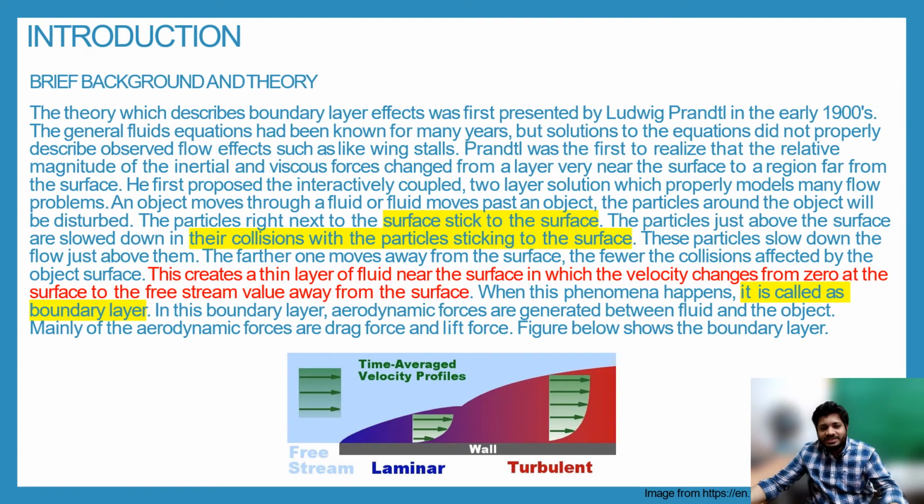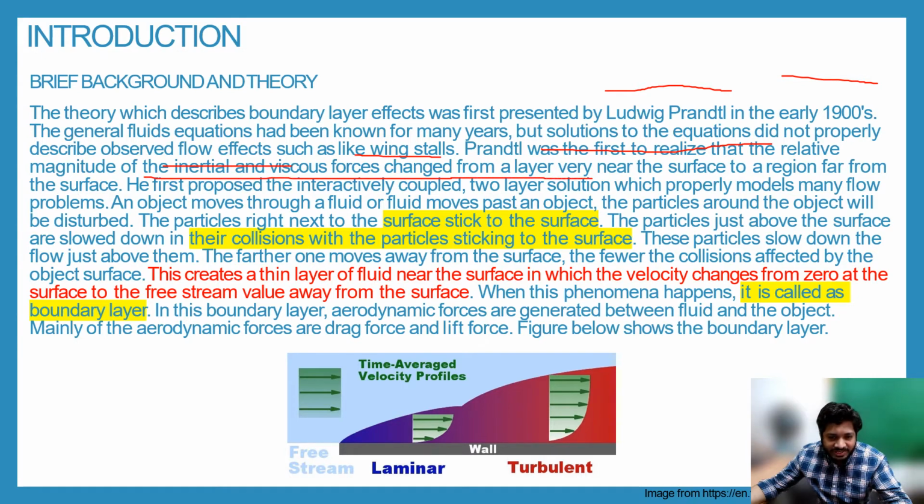The theory of boundary layer effects was first presented by Ludwig Prandtl in the early 1900s, and he was able to provide solutions to equations that were not previously observed for flow effects on wings and stalls. Prandtl said that we have inertial and viscous forces which change from a layer very near the surface to a region far away from the surface. There is a difference in the viscous forces and their effect on the velocity profile near the surface and far away from the surface.